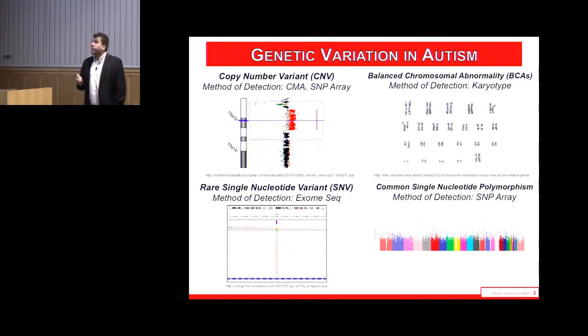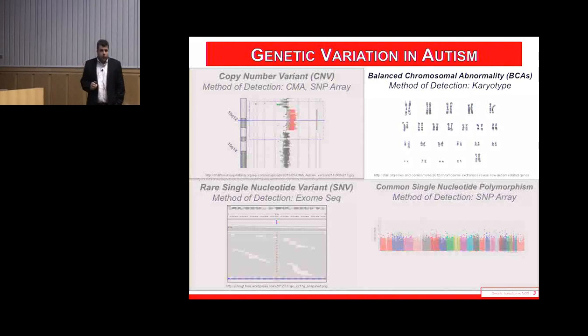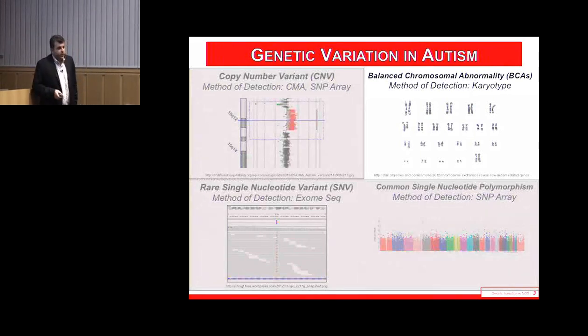And then there's balanced rearrangement. So translocations, inversions, balanced chromosomal abnormalities. This has been almost entirely ignored in autism, neurodevelopmental disorders, and really complex diseases more generally. It's largely a technical barrier, in that the methods are still to this day relying on karyotyping, as they have for the last 50 years or so, other than new technologies for sequencing.